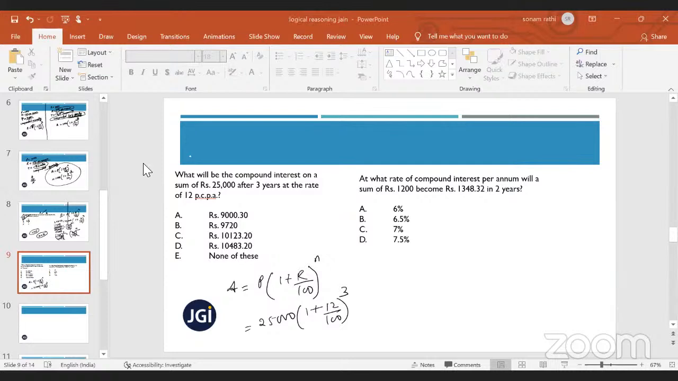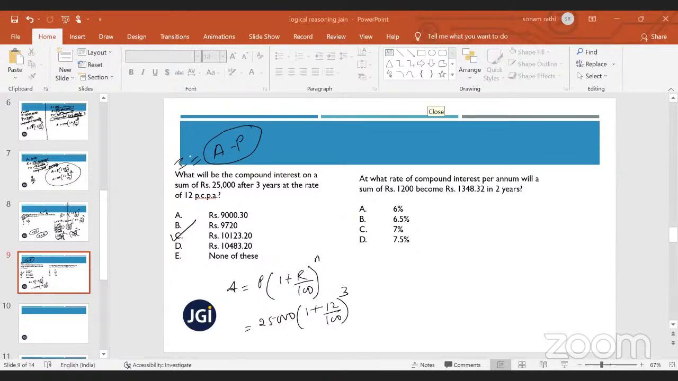Answer for question number 1 is? C. Yes, perfect. Everyone is giving me the correct answer. Answer is C. Because when you calculate this, you will get the amount, right? And from that amount, you have to subtract the principal to get the interest part. So answer is option C. Correct? First one, everyone got C?